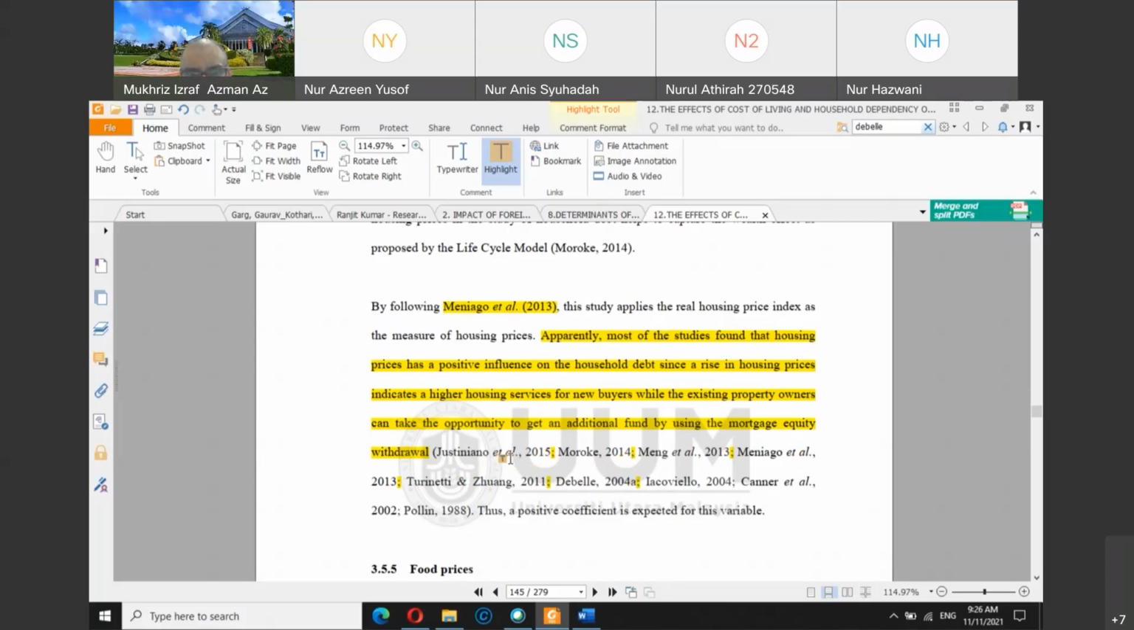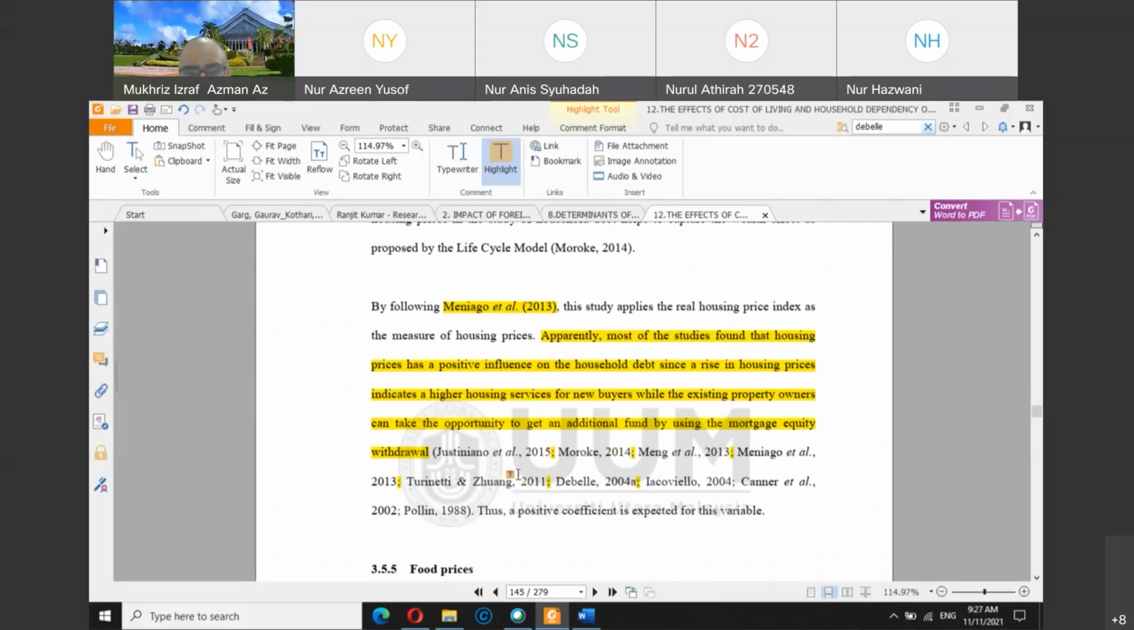Justiano et al. dot, comma, the year. Remember, if it is et al., after the dot you must put the comma and the year. But if not et al., just 1 or 2 persons, Moroki, comma, the year. And then if 2 authors like this, Turinetti and Zhang, comma, the year. So the comma is always before the year.